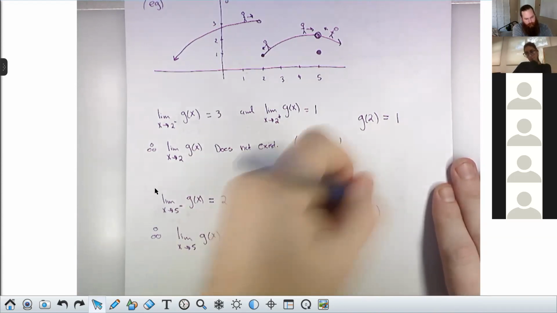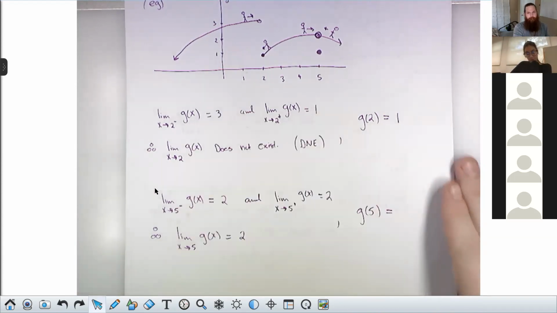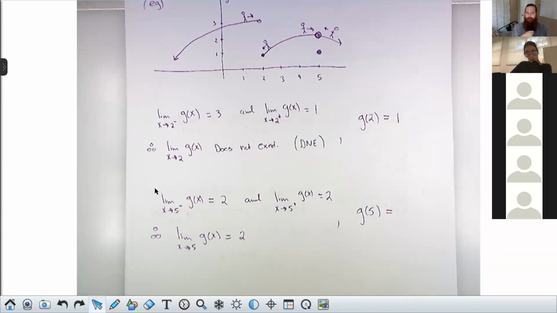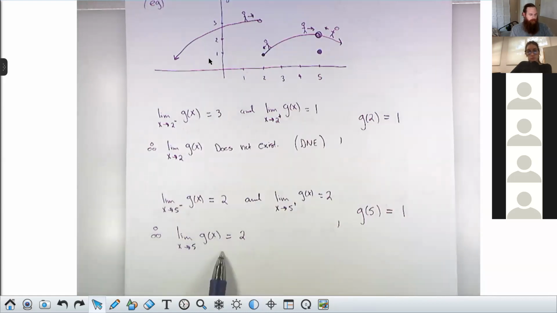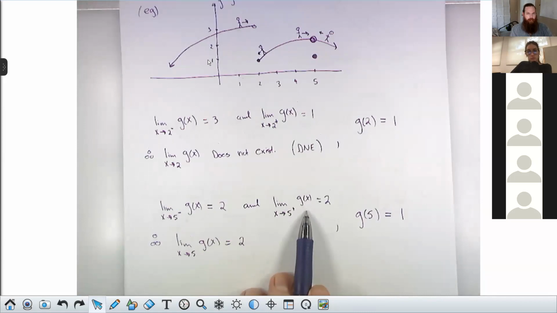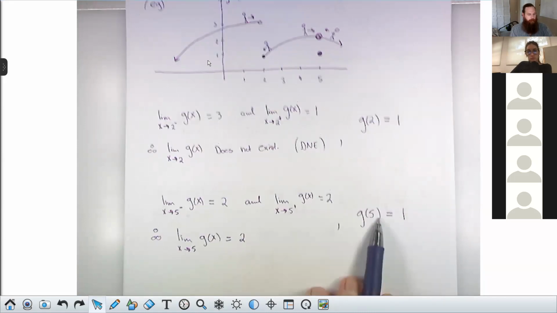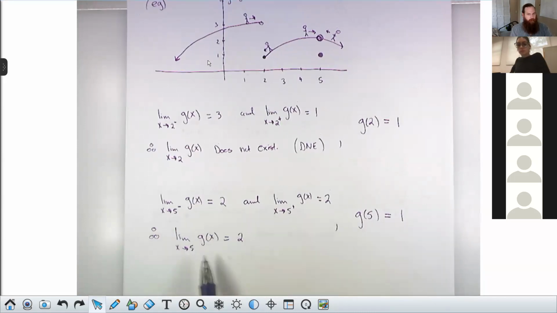However, what is g of 5? Undefined? 1. It's 1, right? Because you've got this filled in dot down here at height 1. So here the limit does exist. The left and right limits do match each other, but the value of the function doesn't match that shared value of the limits.